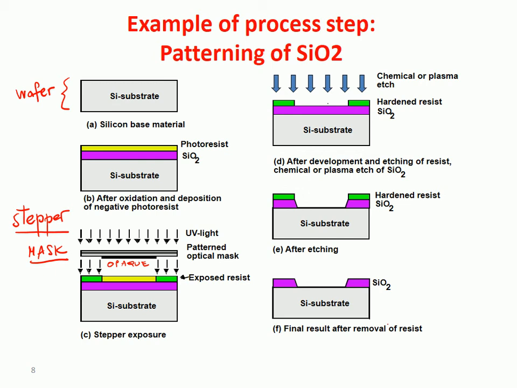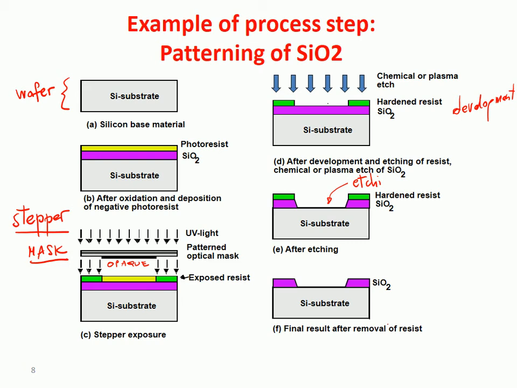Then we have the so-called development, like in the analog printing process. We have the development with some chemical or plasma etching, some chemical reactions. We remove the resist which is soluble or removable, and we keep the hardened one. So we have the pattern which has been passed from the mask to the silicon wafer, and then we can use some chemicals in order to remove the oxide. The removal of a part of a layer is called etching.